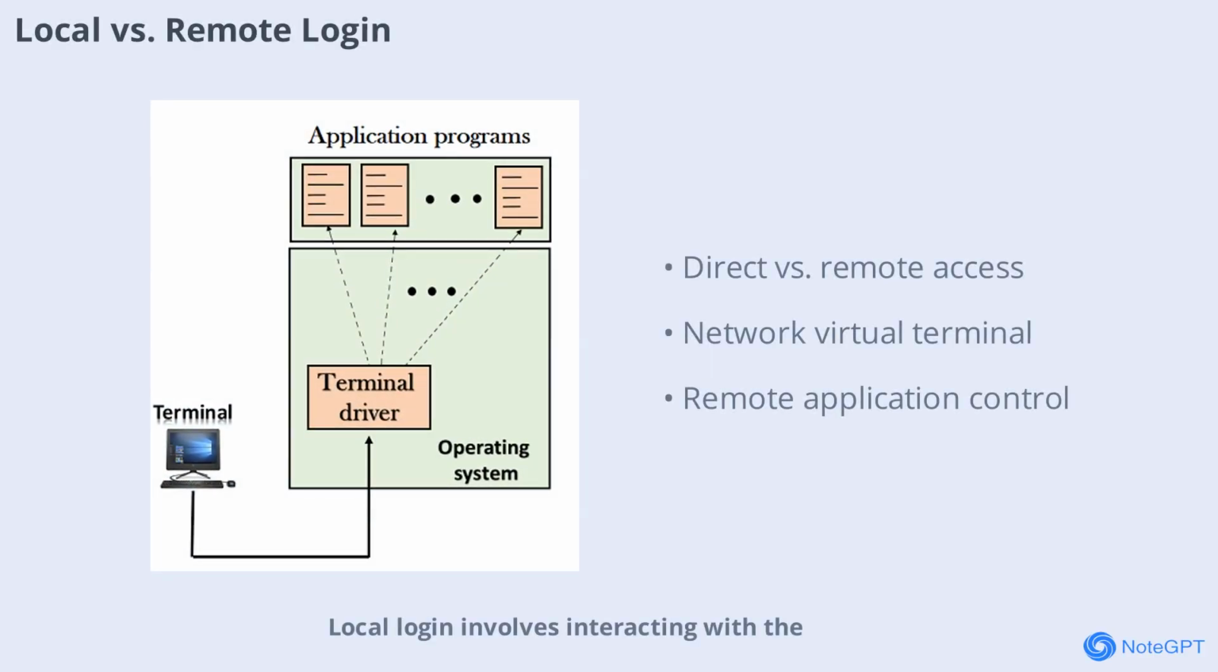Local login involves interacting with the operating system directly on your computer, while remote login uses Telnet to access applications on a distant machine. Telnet transforms local keystrokes into network virtual terminal characters, which are then interpreted by the remote system. This process allows users to control remote applications as if they were sitting at the remote computer.